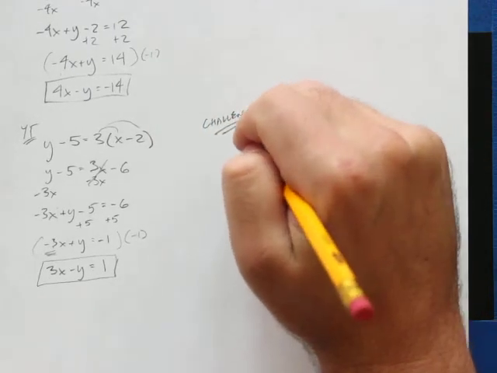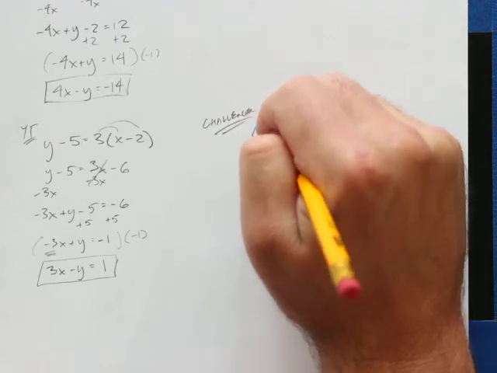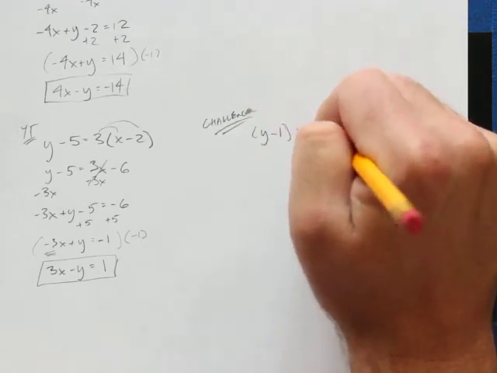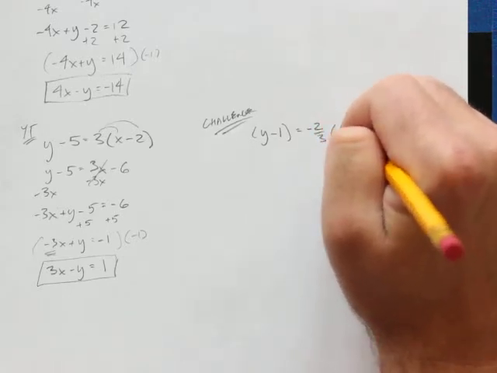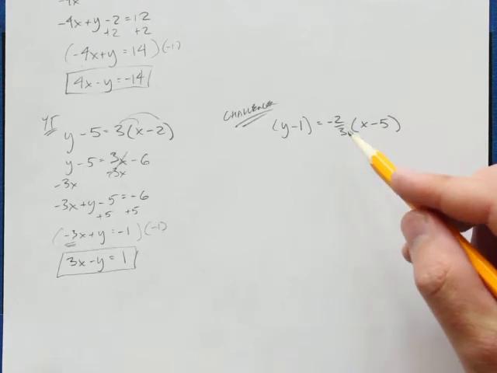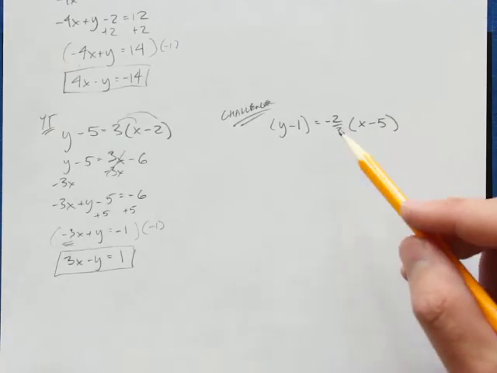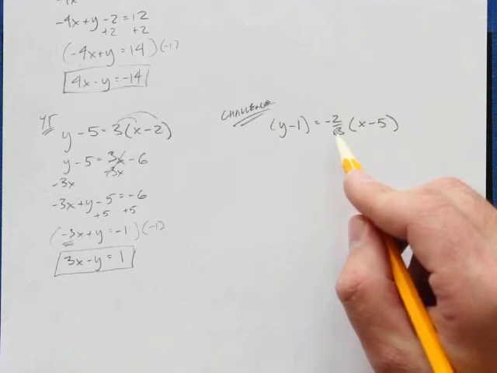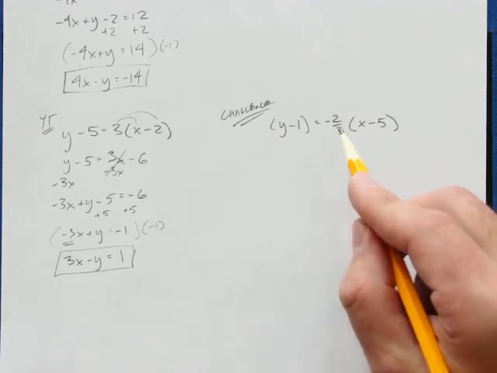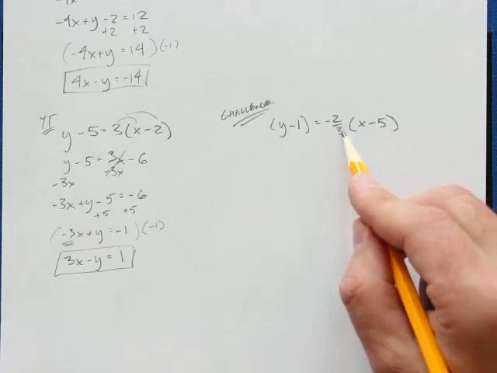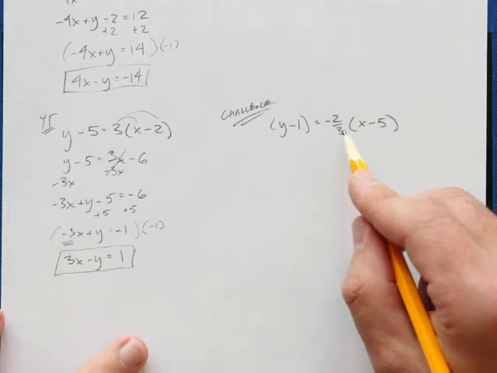And that one is this: y minus 1 equals negative 2/3 times x minus 5. So it's not unusual to have a fraction for your slope. And so what we need to do here first is we need to get this fraction out of here. So what we need to do is we need to multiply both sides by 3 so that we don't have a fraction here anymore.